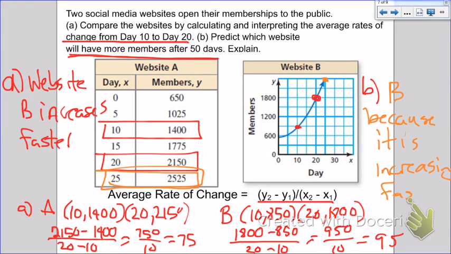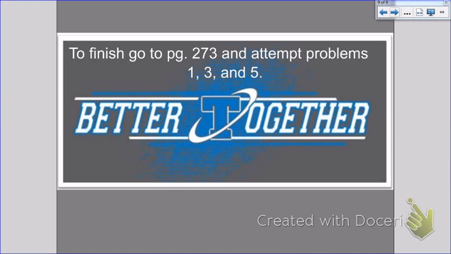Alright, so there's our few examples. We learned how to check to see whether it's quadratic, linear, or exponential based on a graph, based on a chart, and then we looked at a little bit of data here. What I'd like you to do, please, is look at your journal, go to page 273, you're probably already on it, and see if you can do numbers 1, 3, and 5.